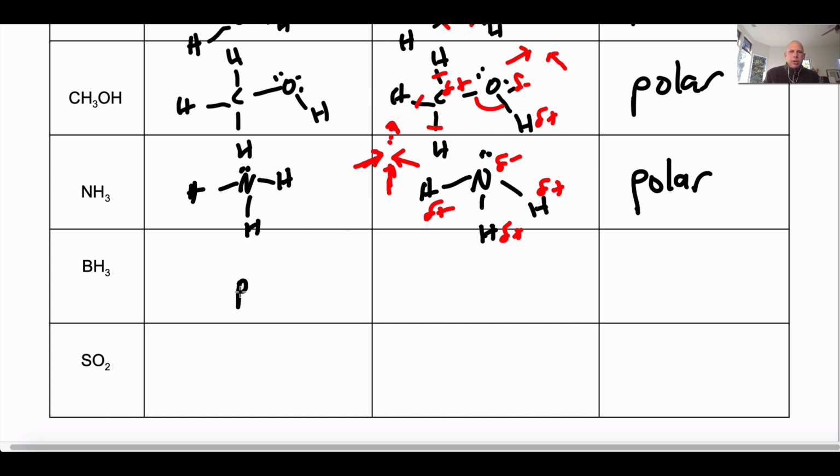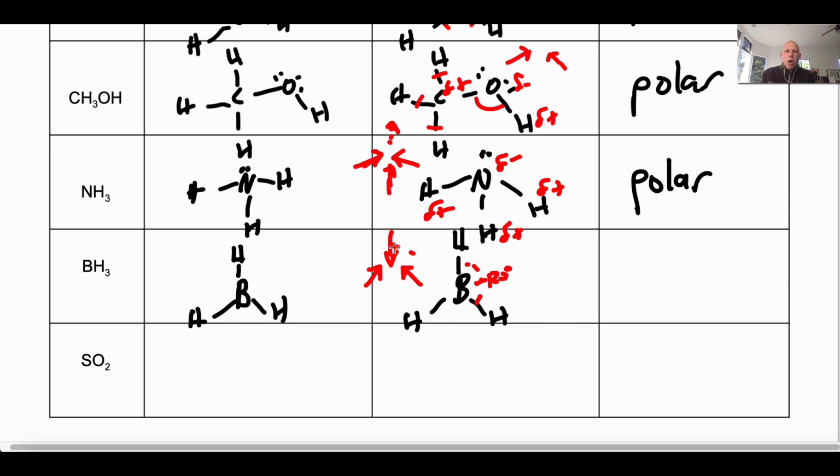Let's go ahead and do BH3. Remember, B is an exception. It only needs 6. Because there's no lone pair, it's going to stretch itself out into this trigonal planar look. B pulls harder on the electrons than H. It's got a higher electronegativity, so electrons are closer to it. But because there's no lone pair, this is a perfect 120-degree bond angle. So all of these end up canceling each other out. It's fully symmetrical. So the molecule here is non-polar. Notice non-polar, no partial charges shown.